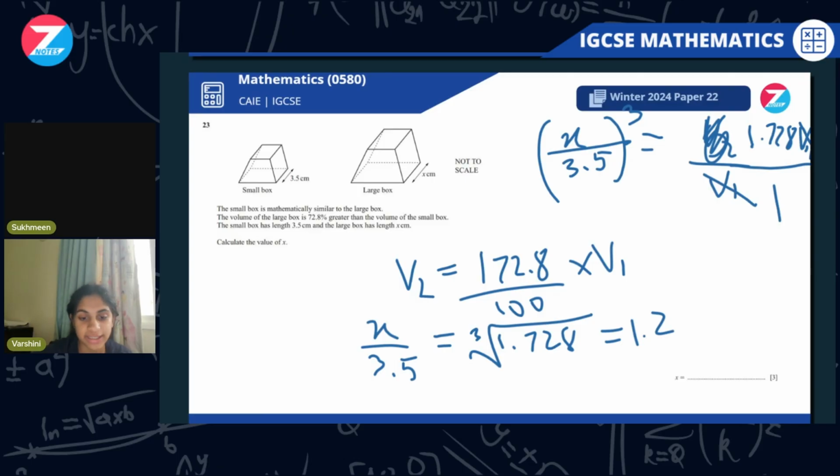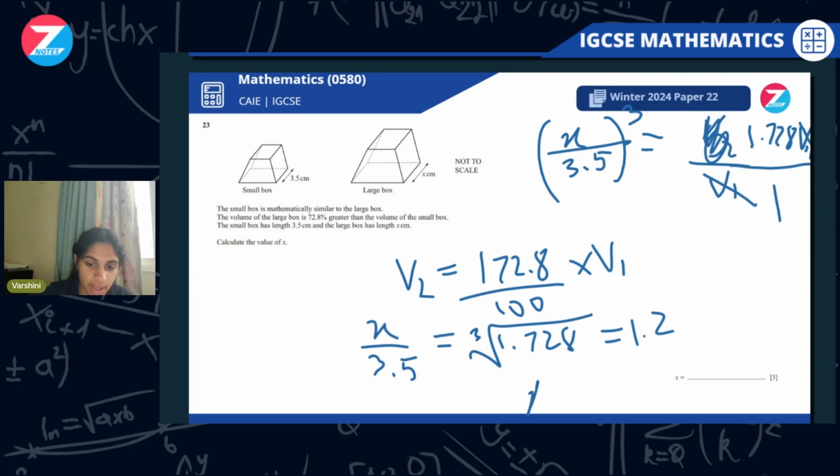So now we know x divided by 3.5 equals 1.2. To find x, all we have to do is get rid of the denominator, multiply both sides by 3.5. So that will be 1.2 into 3.5, and you should get x equals 4.2 as the answer.